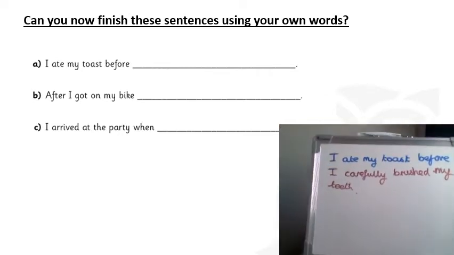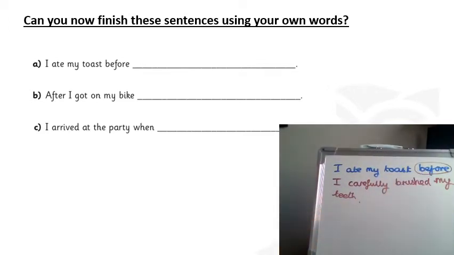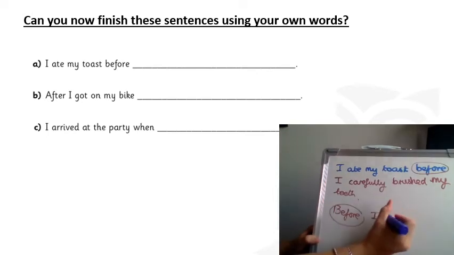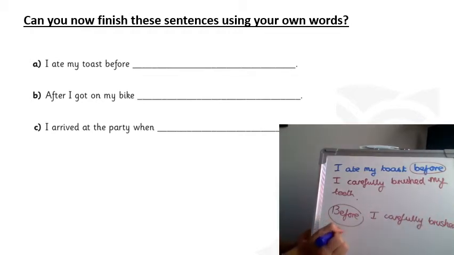Then, before moving on to the next one, I want you to think about, before is obviously my time connective, my time conjunction, and this time I want to put it at the start of the sentence. So I've put it at the start this time. Before, and I'm going to think of how I'm going to say it, so before I carefully brushed my teeth, I ate my toast.